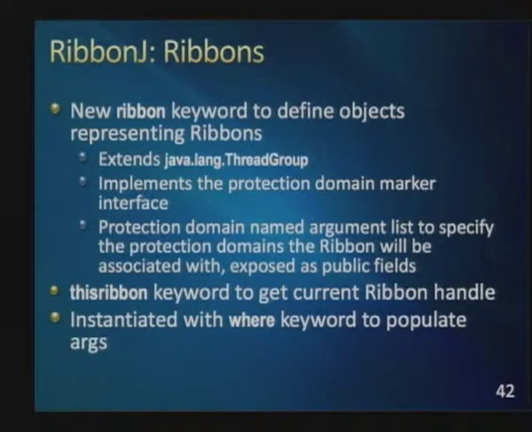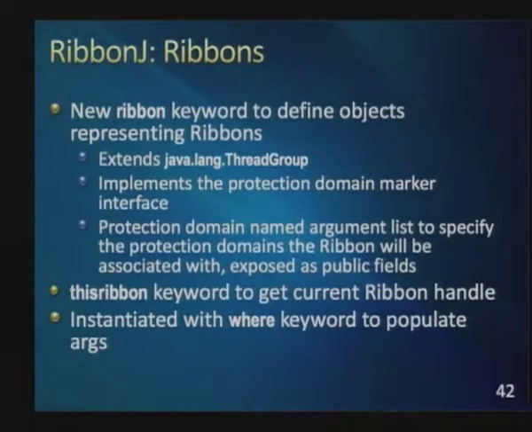And similar to protection domains, it will accept a named argument list of protection domains that it's going to live within. The first protection domain on this argument list is called the default domain. Any allocation that happens that's not annotated will be put onto this default domain. And similar to this, to get the current object, you've got this ribbon to get the current ribbon context.